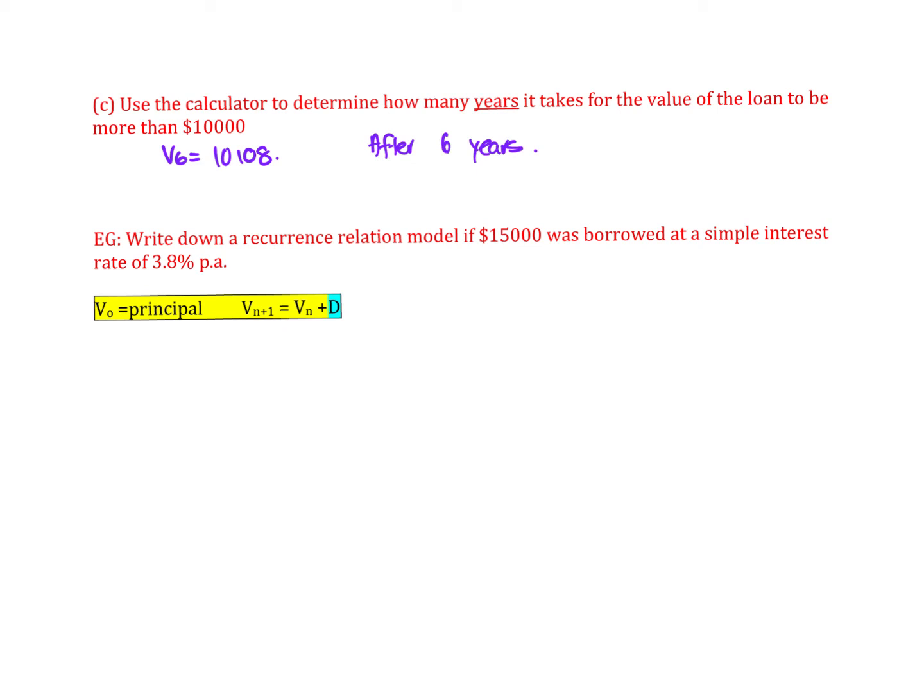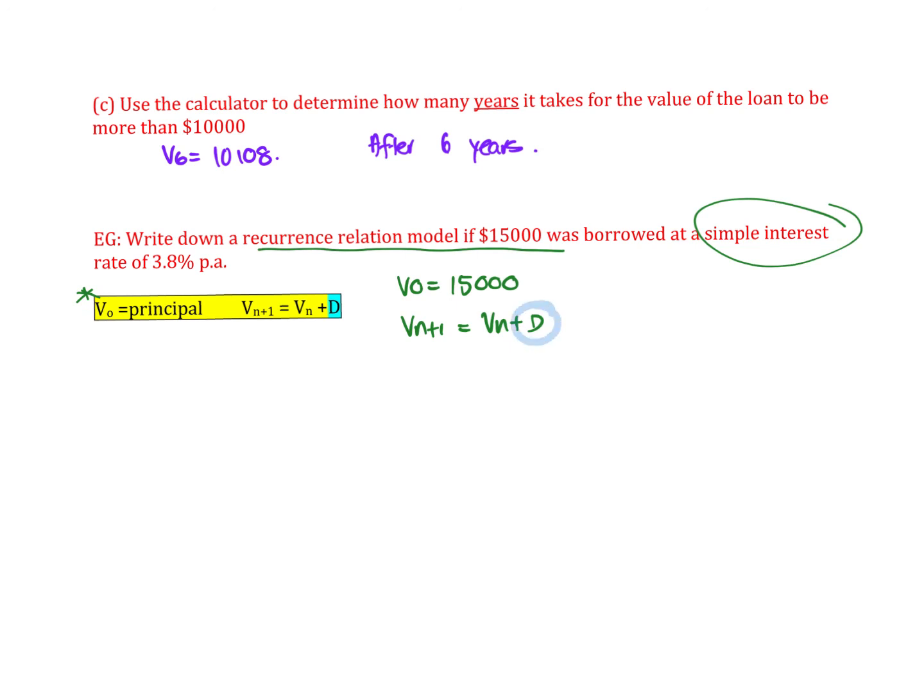Now, it says write down a recurrence relation if the loan is $15,000 and has borrowed at a simple interest rate of 3.8% per annum. Okay, so with this one, we've got to change it up. We've just got to do a recurrence relation. So V0 is always what we initially started with. And then we're going to write, now this is simple interest, so we would have gone and found this formula. So that is what I need to write, but obviously we need to calculate this D.